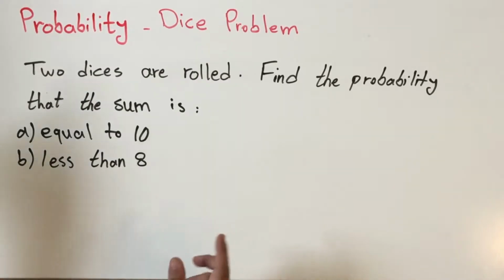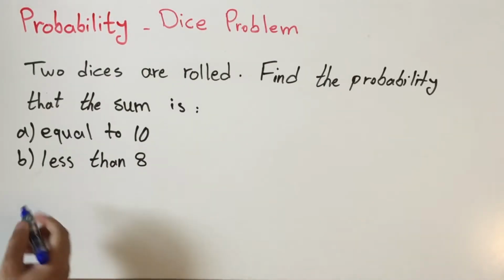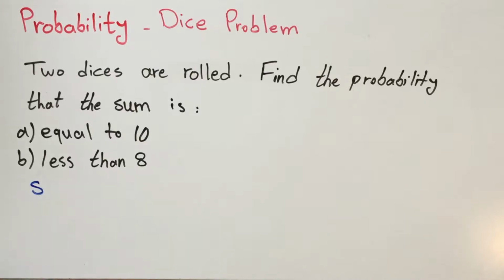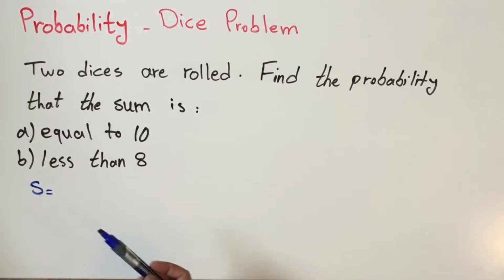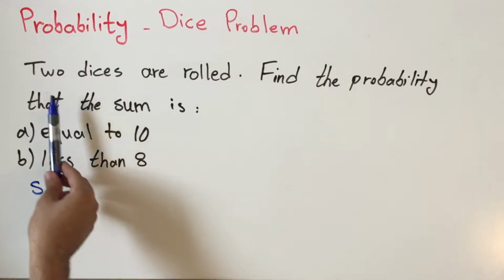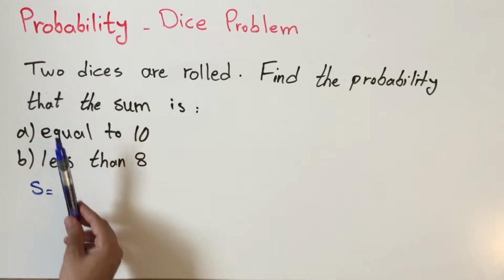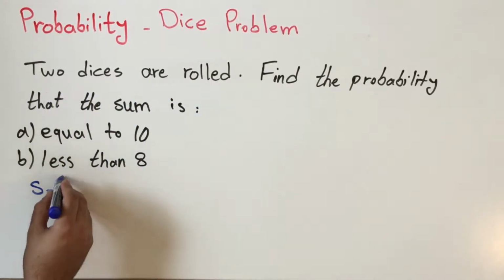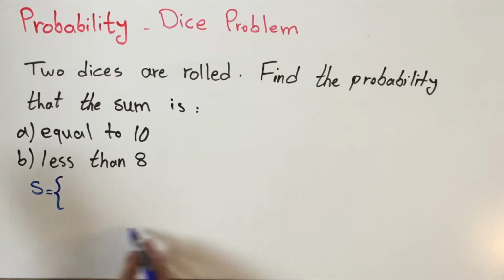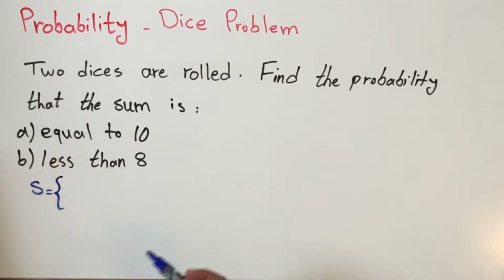The first step in probability is finding the sample space, which we show with S. The sample space basically is all the possible results of whatever the question is saying. So in this particular question, it says two dice are rolled, so you have to write all the possible results when you roll two dice. So what are those possible results?